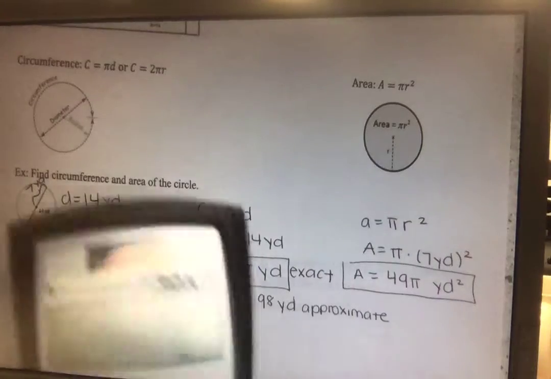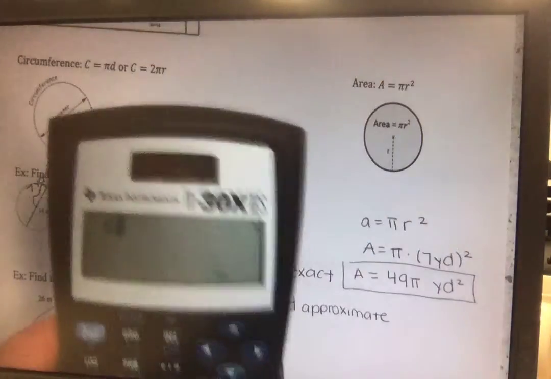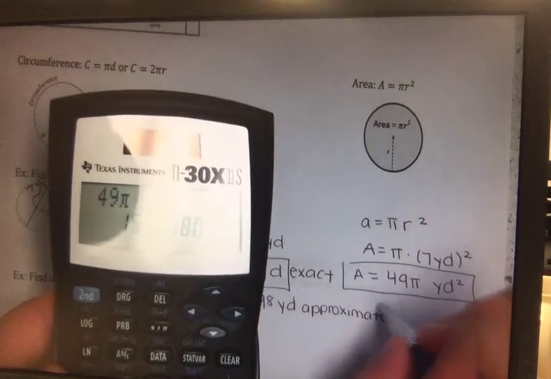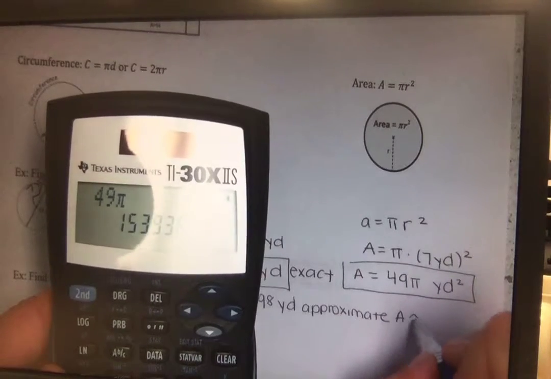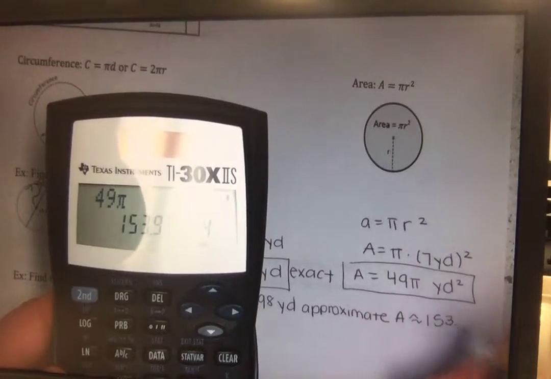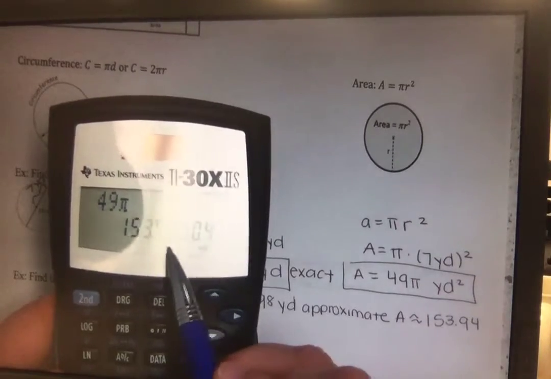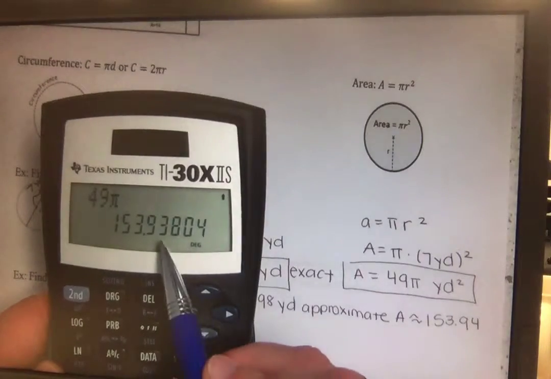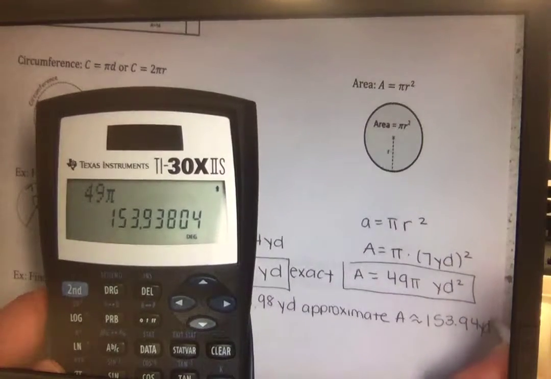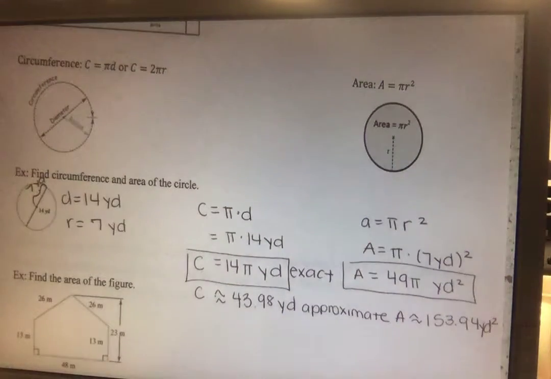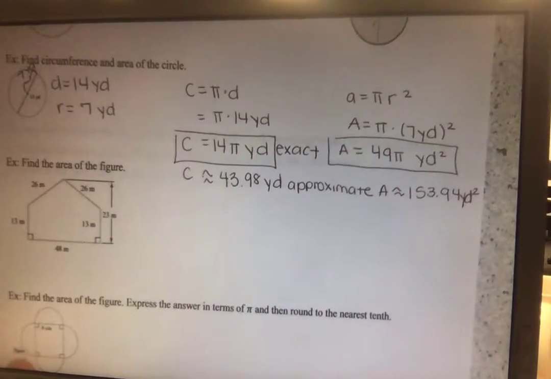Plugging this into our calculator, 49 times pi will give us our approximate answer of about 153.94. Notice it's 9.3, looking next door is an 8. So that 3 is going to round up to a 4 yards squared. So circumference and area, whether it's exact or approximate by rounding, either way. Don't forget your units. So find the area of a figure.